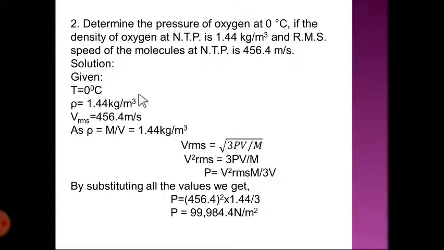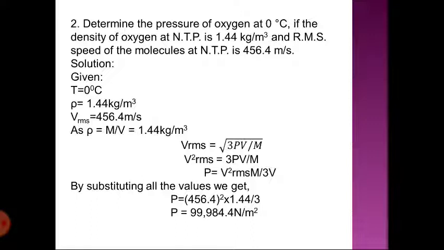So let's move towards the next one. Here is the next one. What is the numerical over here? Determine the pressure of oxygen at 0 degree Celsius if the density of oxygen at NTP is 1.44 kg per meter cube and the RMS speed of molecule at NTP is 456.4 meter per second. What are we going to find out and what is given? Determine the pressure of oxygen.